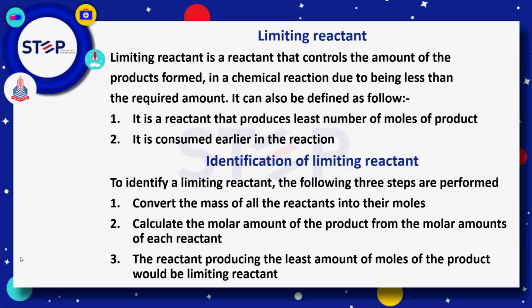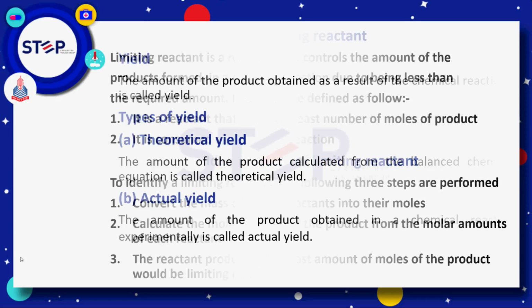Limiting reactant: the reactant which is in the least amount and gives the least amount of product is called the limiting reactant. It also controls the amount of product during a reaction. How can you find the limiting reactant? Convert the mass of all reactants into their moles. First of all, you have to find the moles of each reactant. Calculate the molar amount of the product from the molar amount of each reactant. The reactant producing the least amount of moles of product would be the limiting reactant.